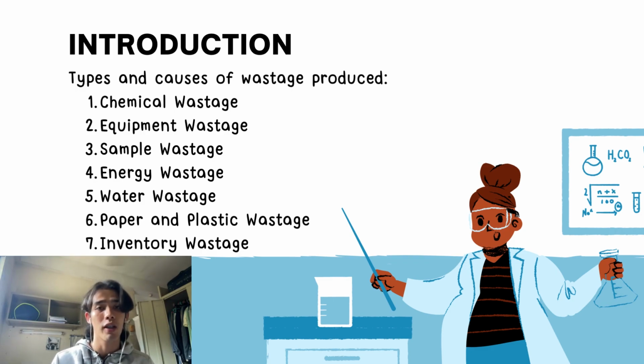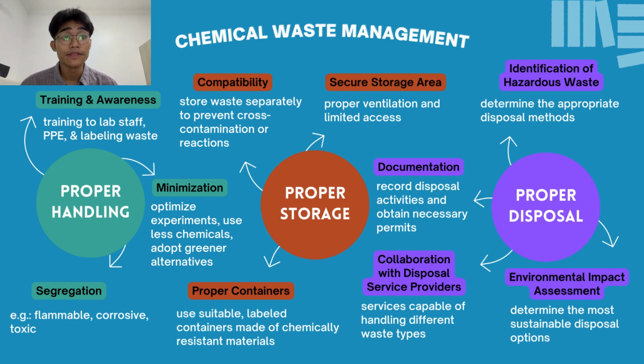Therefore, it is important for us to adopt sustainable practices, implement proper waste management strategies, and spread awareness to improve overall efficiency. Chemical waste generated from lab activities can pose great environmental and health risks if we do not manage it properly. Proper handling, storage, and disposal are crucial to ensure compliance with safety regulations and minimize environmental impacts. So, without further ado, these are the 3 ways we can handle chemical waste properly.